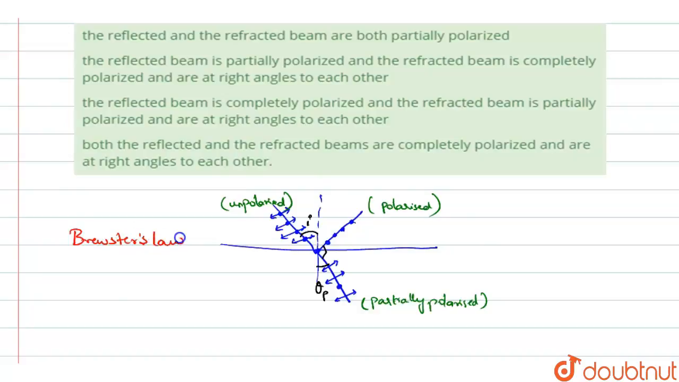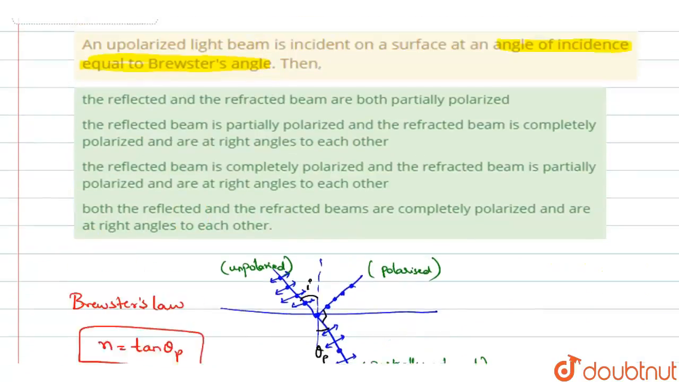According to this Brewster's law, the refractive index of the medium will be equal to the tangent of the polarizing angle. So this whole process comes under the Brewster's law. Now see the options here.